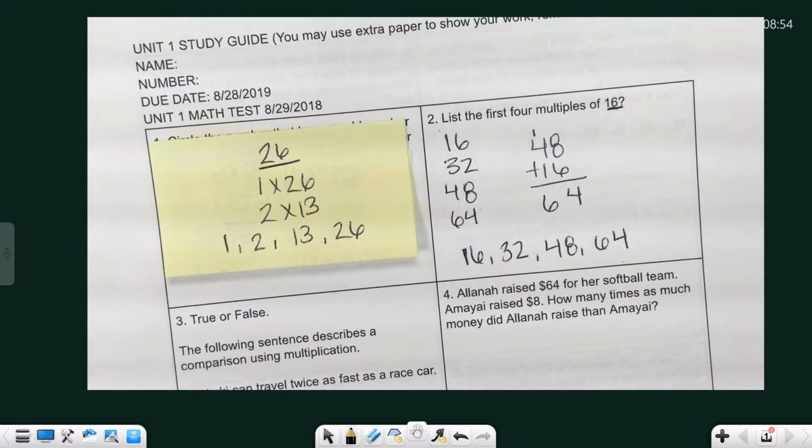Any questions for this one? No, ma'am. Kaylee. I thought we were supposed to skip count to get to 16. List the first 4 multiples of 16.